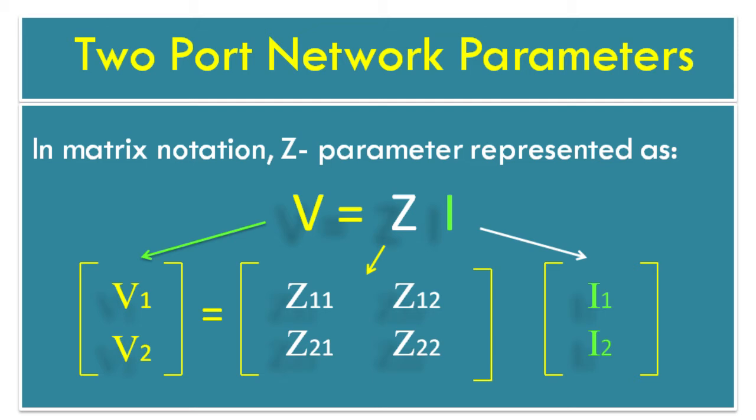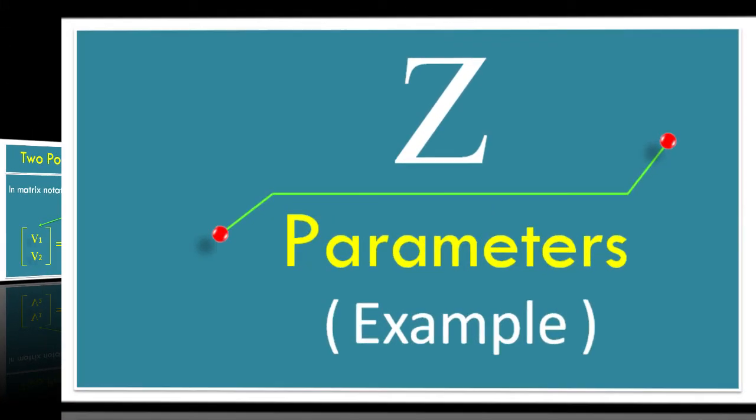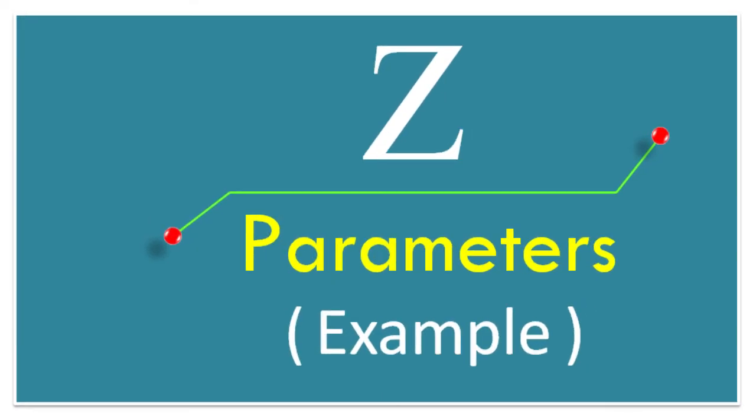The open circuit impedance parameters of two-port networks in matrix notation are represented as voltage V is equal to Z into current I, where voltage V is V1 and V2, impedance Z is Z11, Z12, Z21 and Z22, and current I is I1 and I2. We just studied important cases of open circuit impedances.